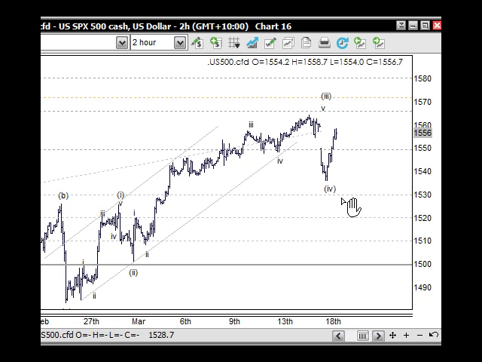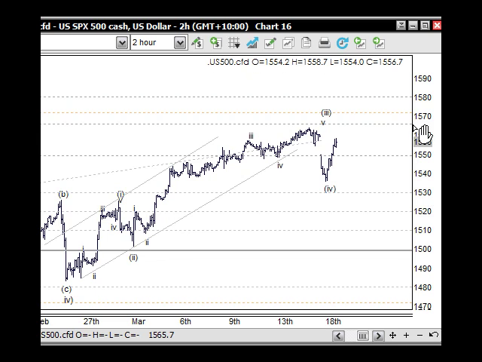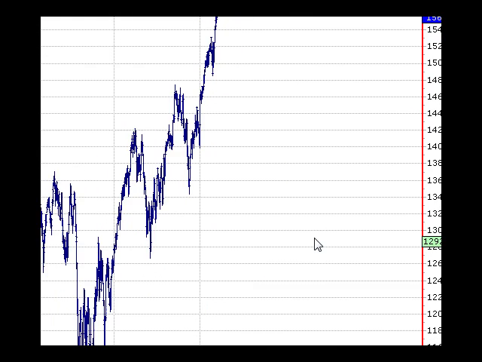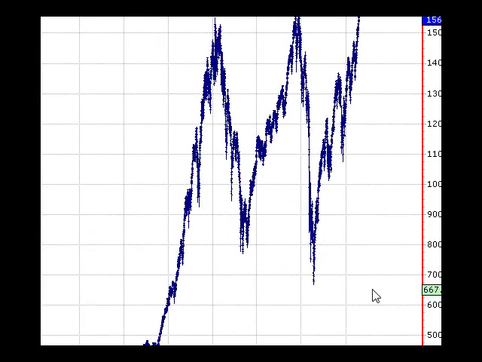The wave 4 that we've been looking for came in rather sharply, but it's in place. So we'll be looking for wave 5 to take us higher through here, towards the 1600 mark. On the cash market, the old high for the S&P 500, I think it was 1576. So I'll just have a quick squizzy back here.